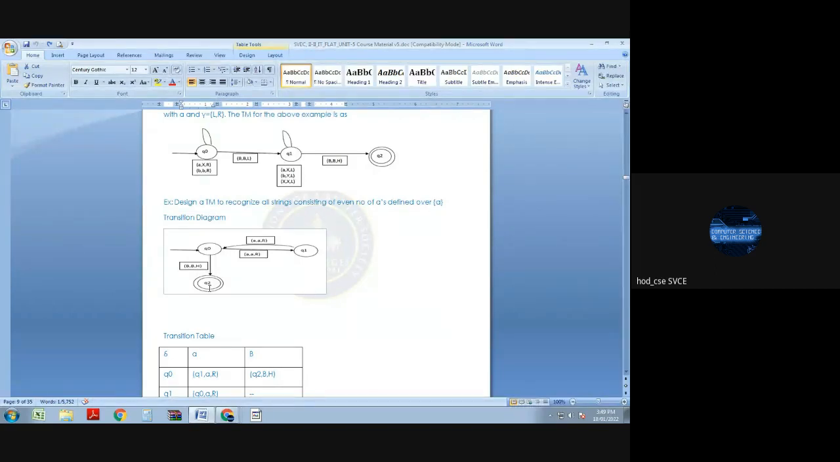Design a Turing machine to recognize all strings consisting of an even number of A's defined over the input alphabet sigma equal to A. So now we will see the solution for this one.